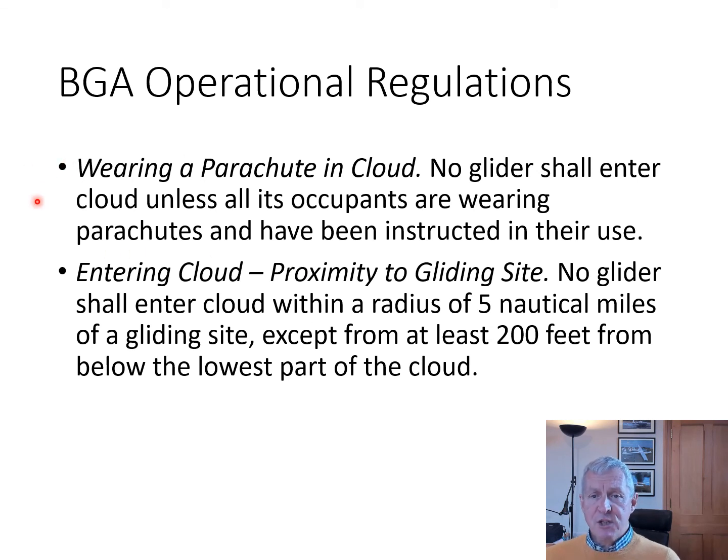The BGA Operational Regulations say that we should wear a parachute in cloud. And it also says that no glider shall enter cloud within a radius of 5 nautical miles from a gliding site, except from at least 200 feet below the lowest part of the cloud. So we can't go into cloud at the side of a cloud, but we can climb from underneath it so that other people can see what we're doing.